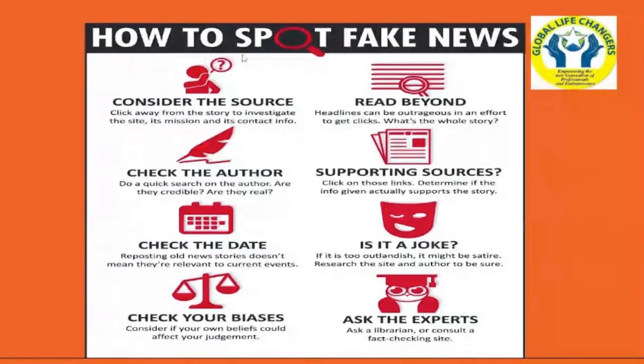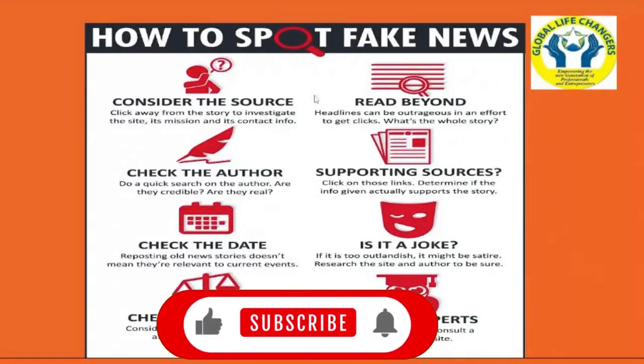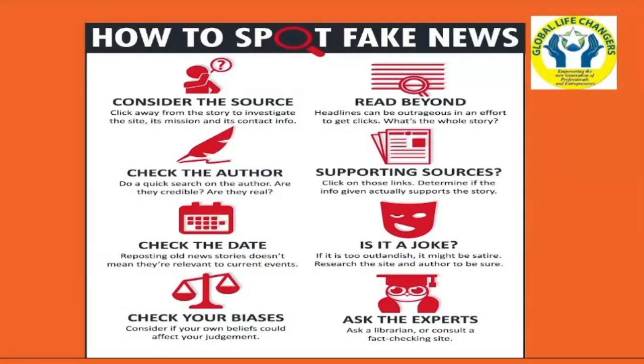So, how do we spot fake news? For instance, on WhatsApp, we have been circulating links. They will forward and forward and forward until the message gets tagged as forwarded many times. Now, how do we spot that the information being shared around is fake? First, you need to consider the source. Click away from the story to investigate the site. Find out its mission and its contact info. You need to know they are real humans.